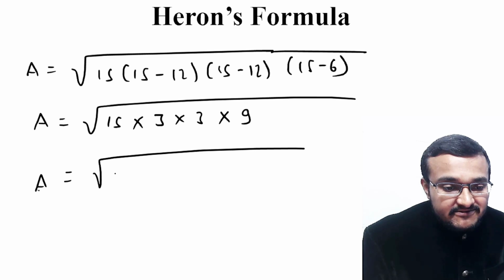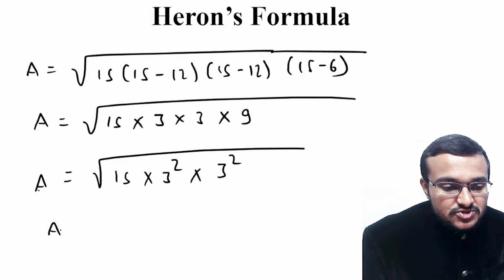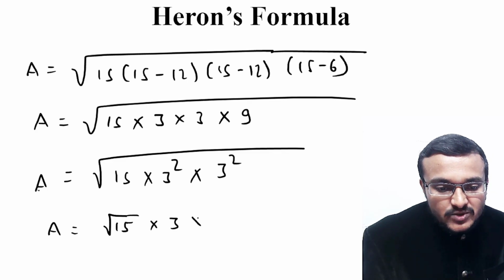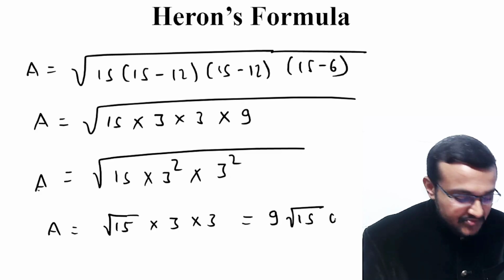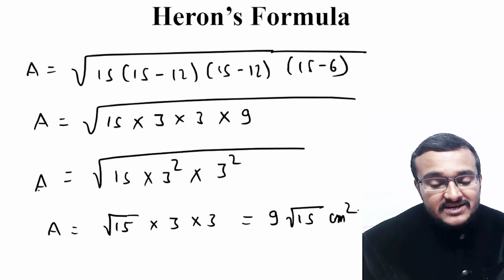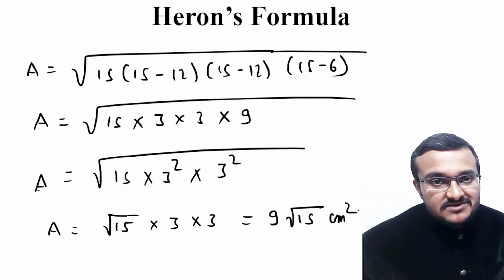Now I can write 15 as it is. 3 into 3 I can write as 3 square, and 9 is also 3 square. So area is square root of 3 square, which is 3, and square root of 3 square, which is 3. So 3 3s are 9. So 9 into square root 15. Here centimeter they have given, so centimeter square. So 9 into root 15 centimeter square is the area of this isosceles triangle.